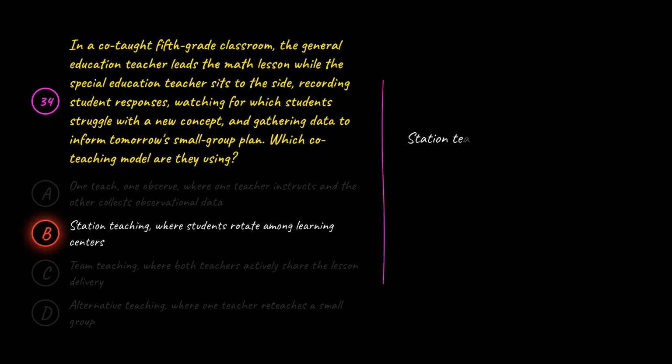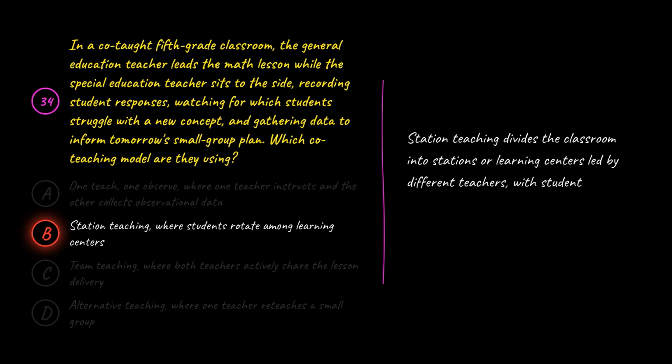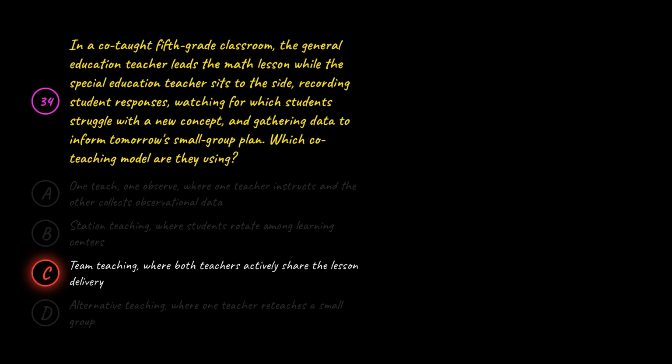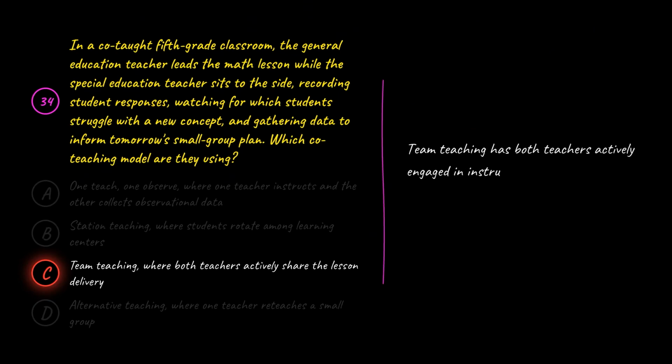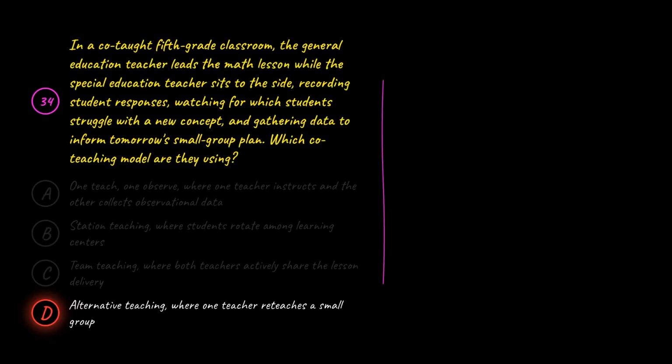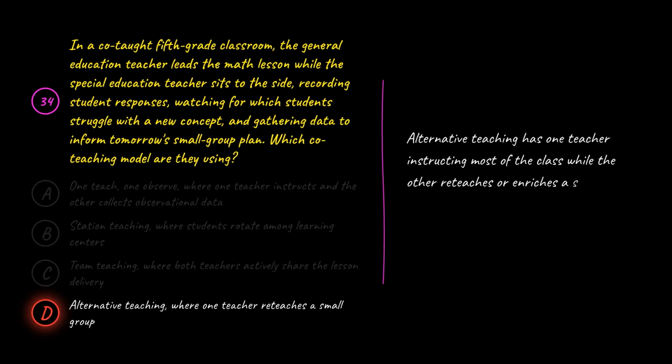B is wrong because station teaching divides the classroom into stations or learning centers led by different teachers, with students rotating among them. The scenario shows no rotational stations. C is wrong because team teaching has both teachers actively engaged in instruction and sharing responsibility for delivery. Only one teacher is teaching in the scenario. D is wrong because alternative teaching has one teacher instructing most of the class while the other reteaches or enriches a smaller group. The second teacher is not teaching anyone here.